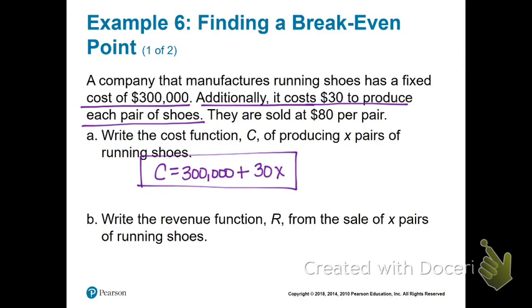Good. So B says write the revenue function R from the sale of x pairs of running shoes. So what do we know about R? What is their revenue? 80x. Their revenue, so their revenue is what they're bringing in. It's $80 per pair, right? So we know the revenue is equal to $80 for each pair of shoes.